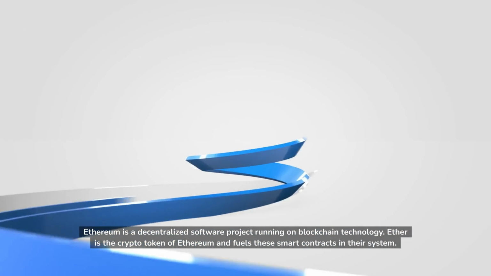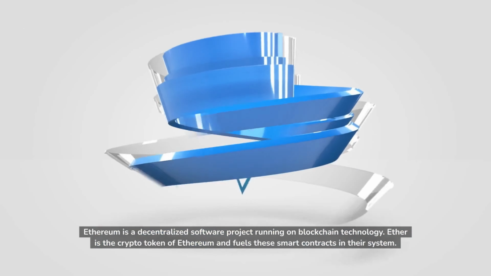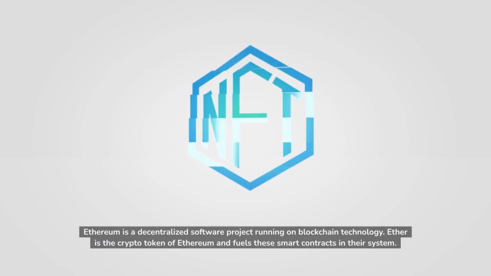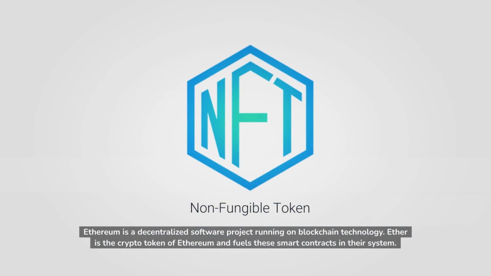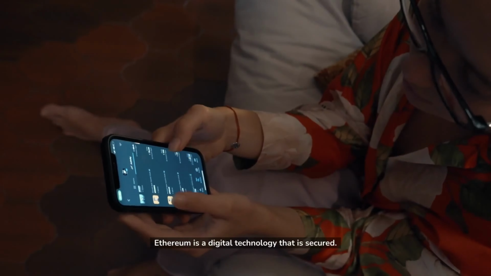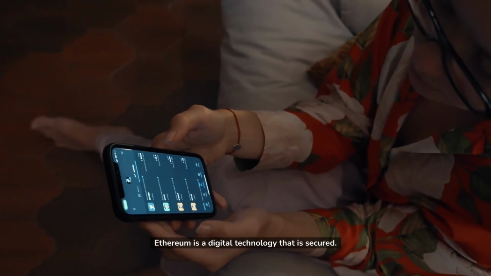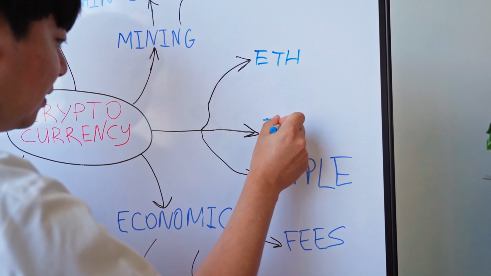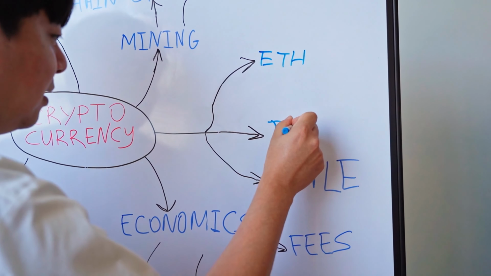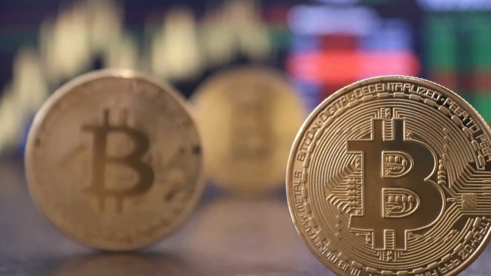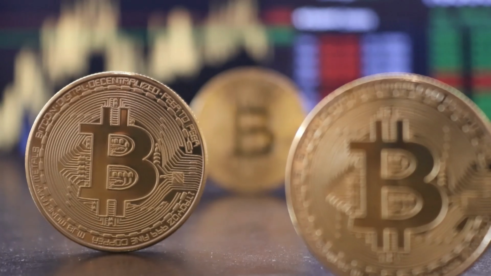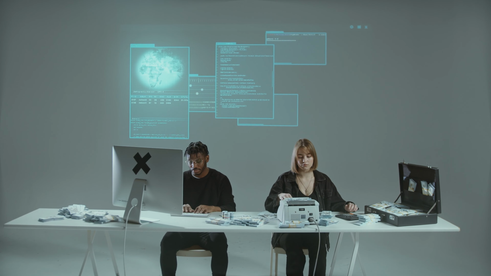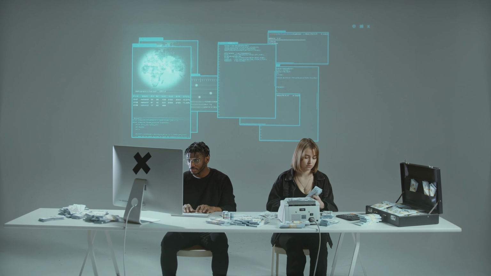What is Ethereum and how does it work? Ethereum is a decentralized software project running on blockchain technology. Ether is the crypto token of Ethereum and fuels these smart contracts in their system. Ethereum is a digital technology that is secured. It can be used by anyone, and they can even exchange it for any tangible good if they want to. In addition, the token design has been kept very user-friendly so it can be used as a payment system in various cases.